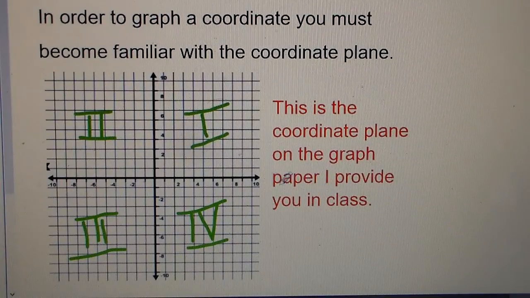Alright, so the line going across here on the bottom is the x-axis. And the blue line drawn up and down, that's the y-axis. And then the special point there in the middle, where the x-axis and the y-axis meet, is called the origin. That's some of the key information that you need to remember from middle school.